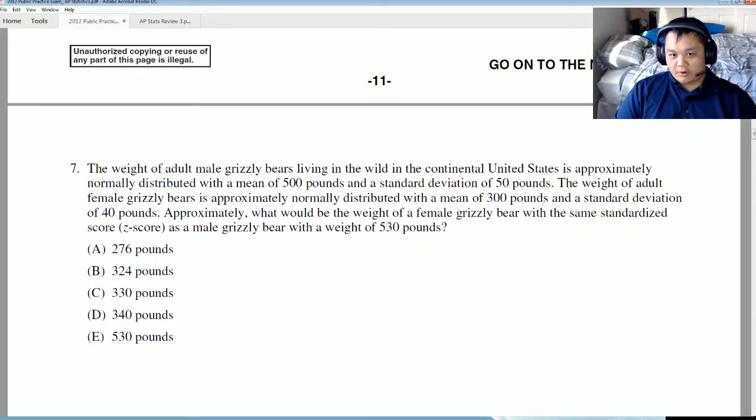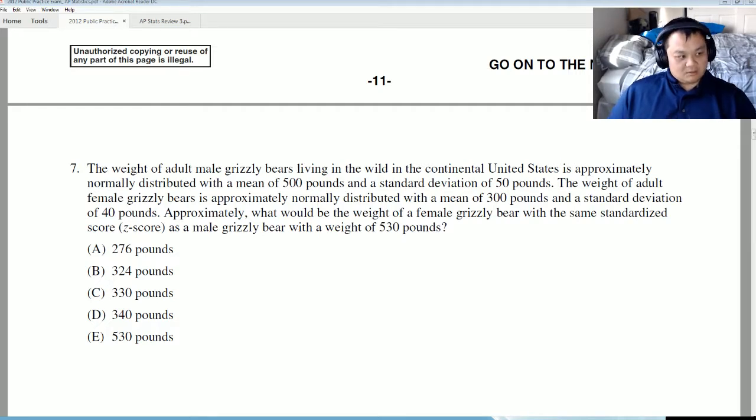As you are working on it, I can read it out. The weight of an adult male grizzly bear that lives in the wild in the United States is a normal distribution with a mean of 500 pounds and a standard deviation of 50 pounds. The weight of an adult female bear is approximately a normal distribution with a mean of 300 pounds and a standard deviation of 40 pounds. Approximately what would be the weight of the female grizzly with the same standardized score, z-score, as the male bear? B. You got B?